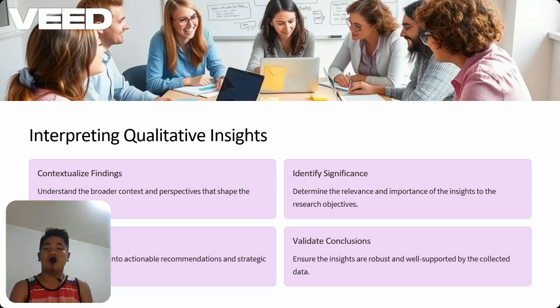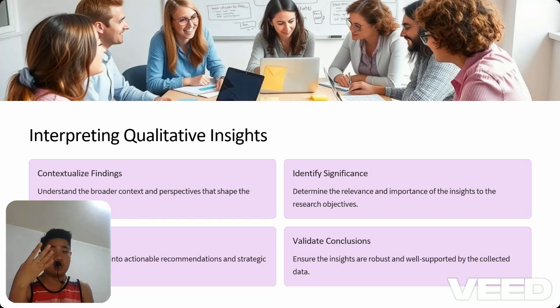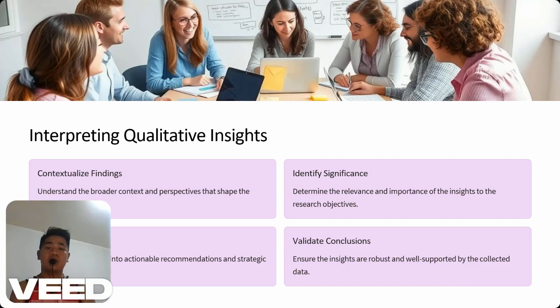Next, interpreting qualitative insights. We have four: contextualize findings, identify significance, derive implications, and validate conclusions. First, understand the broader context and perspectives that shape the research insights. We need to really understand it because as we are delving into the conclusion, the result of our study, it must be very understandable for the reader. Our readers, our target readers, should be able to understand the results of your study.